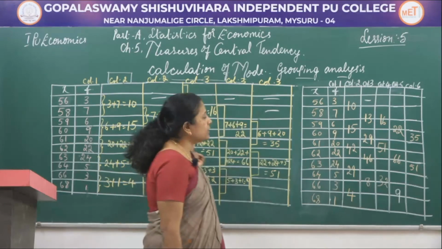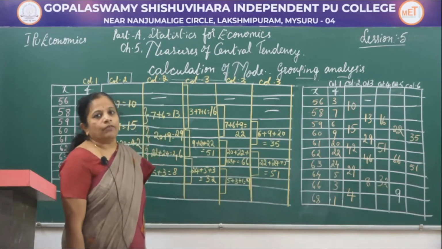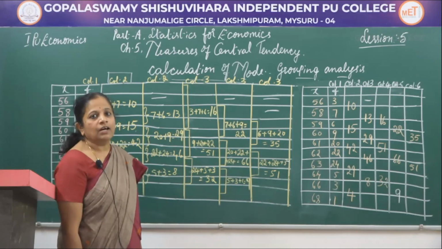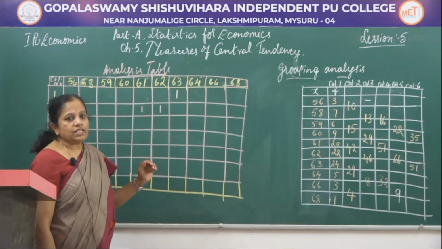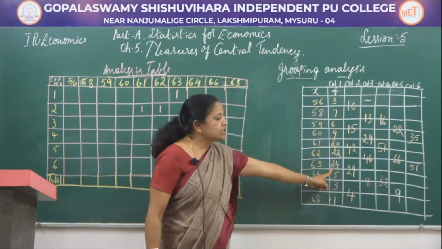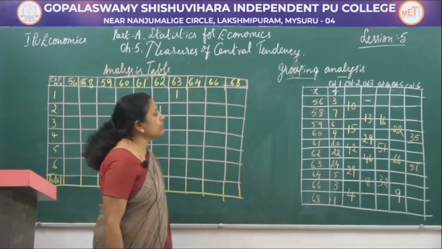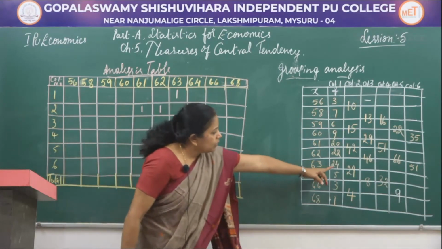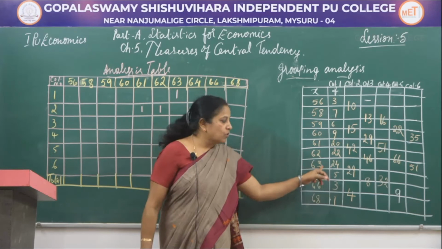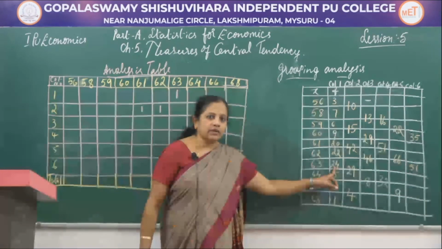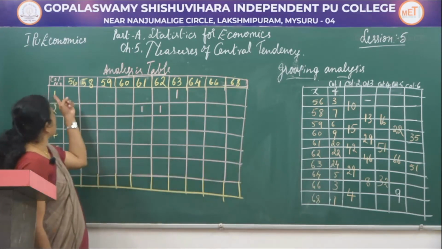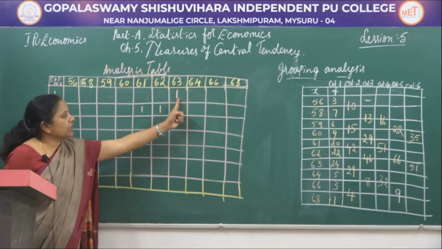After preparing these two grouping tables, we have to go for the analysis table, and in that analysis table we obtain the frequencies. Let's fill this analysis table. Let's move towards column 1. In column 1, the highest frequency is 24, and the modal value against this highest frequency is 63. So, in column 1 under 63 we write 1.